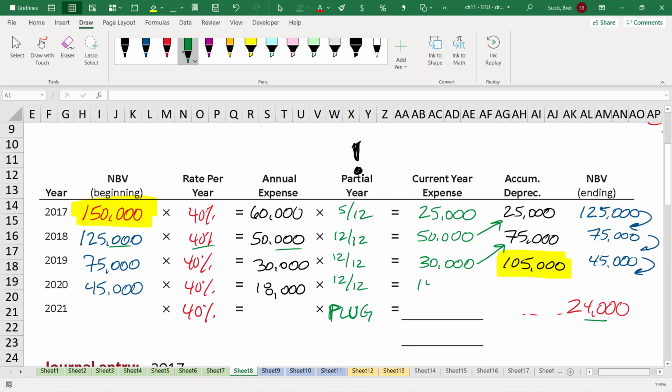18,000 times 1 is 18,000. I think that one's right. 18,000 plus 105 is $123,000. That's my new accumulated depreciation. And, as always, compare that against the cost basis. Ending net book value at the end of the fourth year is $27,000.